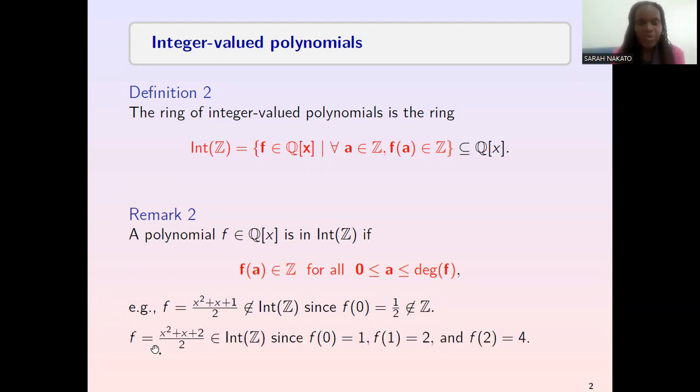Whereas this particular one is integer valued, because f of 0, when you substitute, you get a 1. F of 1 is a 2. F of 2 is a 4. So this is integer valued. Yeah, so that's how we really check the integer valued polynomials.